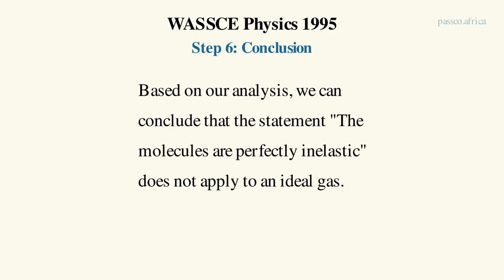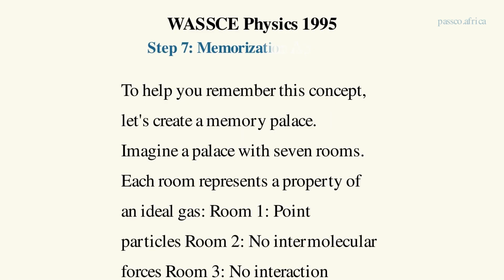Step 7. Memorization approach. To help you remember this concept, let's create a memory palace. Imagine a palace with 7 rooms. Each room represents a property of an ideal gas. Room 1, point particles. Room 2, no intermolecular forces. Room 3, no interaction between molecules. Room 4, perfect elasticity. Room 5, ideal gas law. Room 6, temperature in Kelvin. Room 7, pressure. Now, imagine walking through the palace and visualizing each room. This will help you associate the properties of an ideal gas with the correct concept.